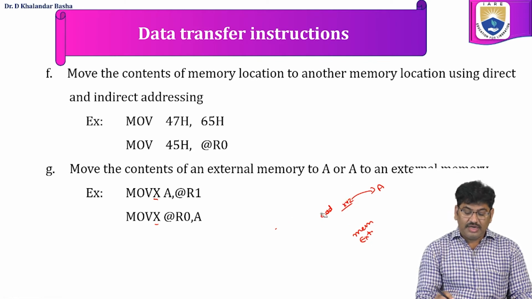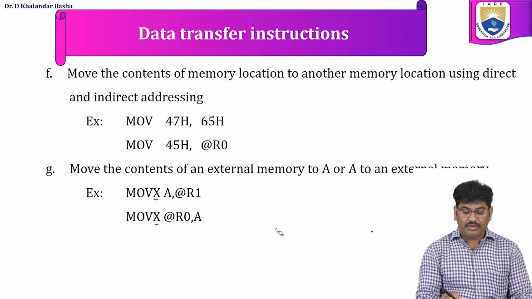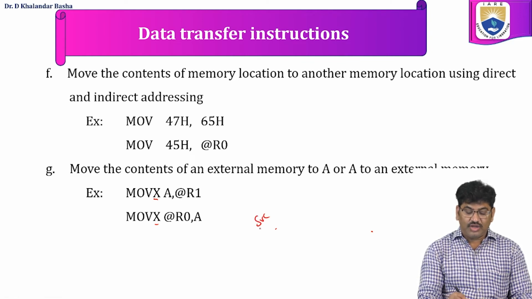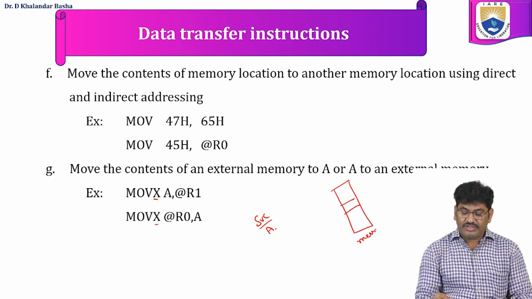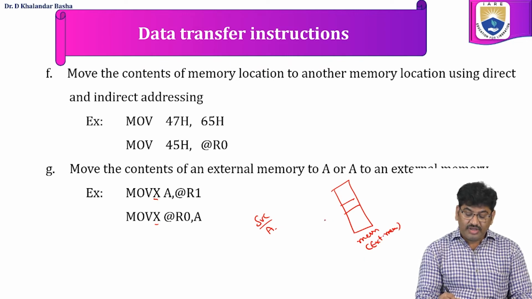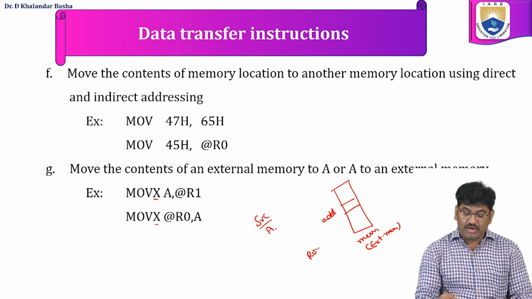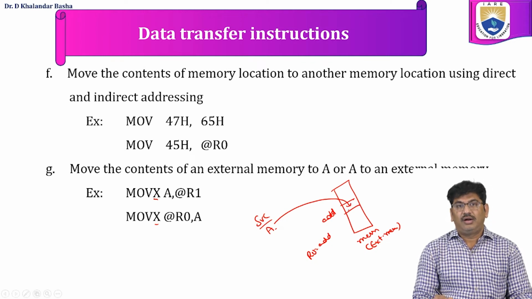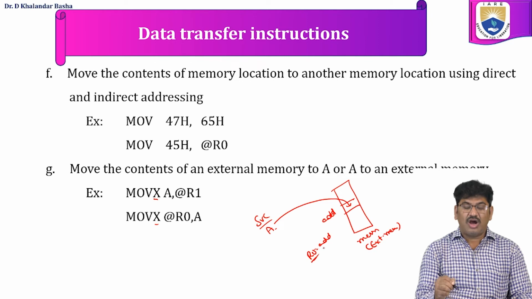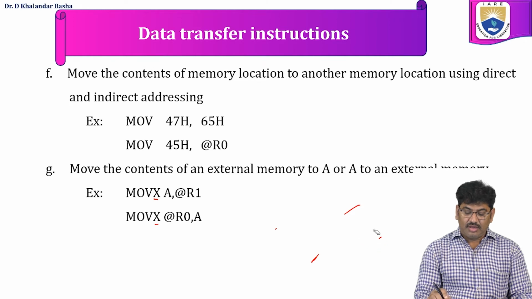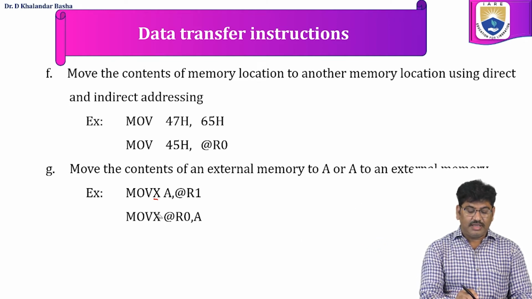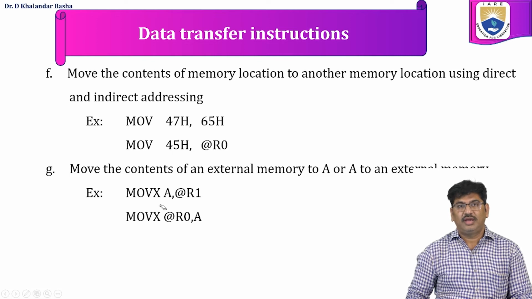Next, MOVX @R0, A. Here the source is the accumulator and the destination is a memory location in the external memory. The address of this is loaded into the R0 register. So the accumulator contents are loaded into the memory location whose address is specified in the R0 register. As R0 is prefixed with @, it indicates external memory, indirectly specified.